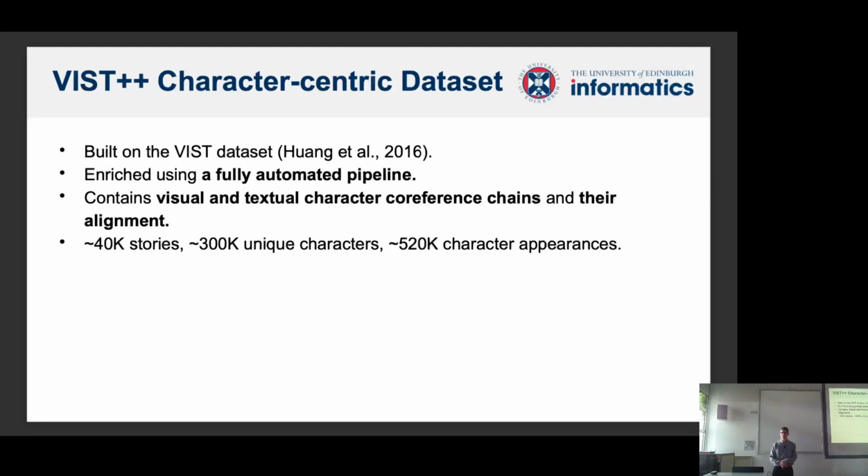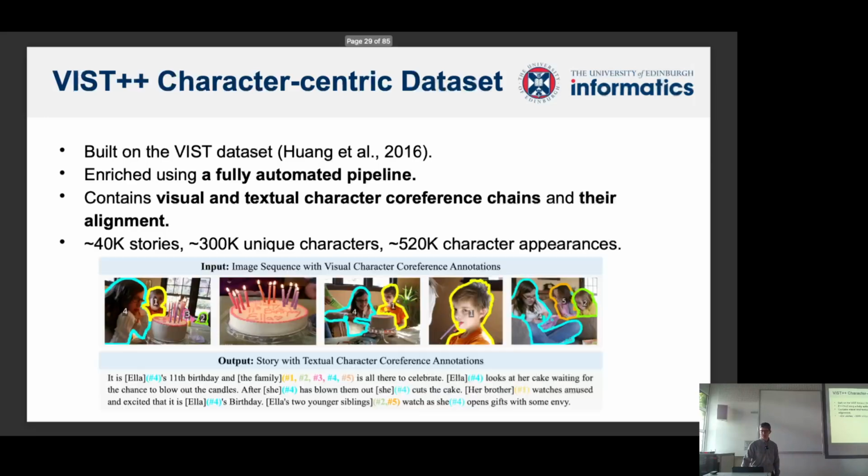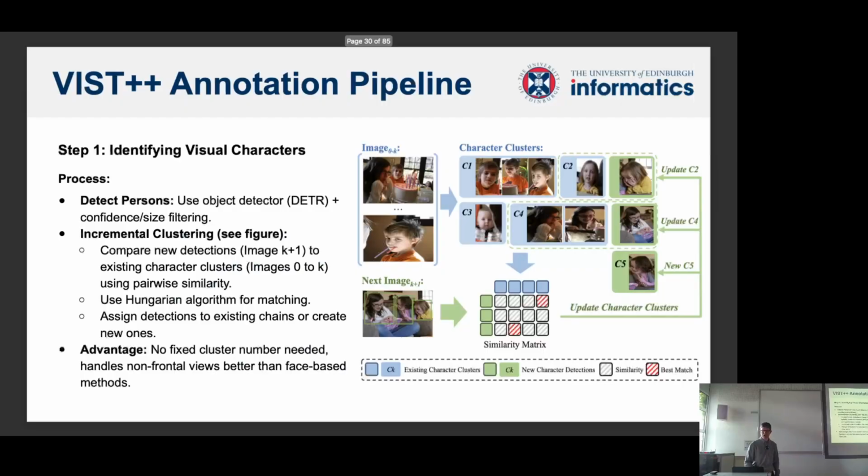So we're building on VIST, because it's already there and is widely used in the literature, and we enrich it using a pipeline that automatically generates the annotation. And this is where the LLMs come in, as I mentioned. So we start by generating visual chains, and then textual chains, and then coreference between them. And this can get quite large, so we have 40K stories, around 300K unique characters, 520K references. So we're ending up with this sort of representation, and we can then use that to train our models.